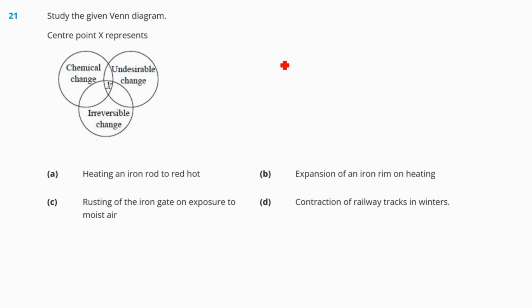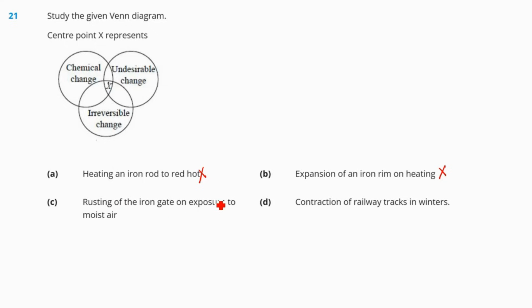Question number 21. Study the given Venn diagram. Center point X represents a chemical change, an undesirable change, and an irreversible change. Heating an iron rod to red hot. This is not a chemical change. Expansion of an iron rim on heating. This is not a chemical change.